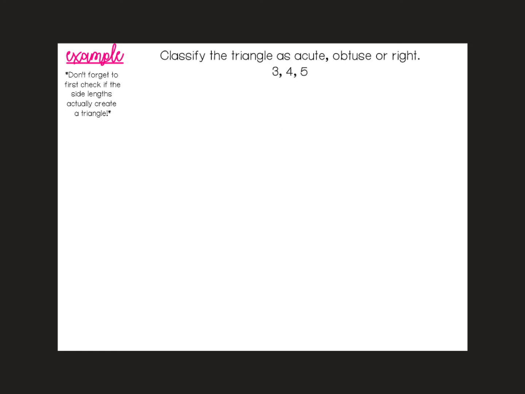And in our last example, I'm going to double check that they're in order from smallest to largest, which they are. I'm going to double check, is this a triangle? So 3 plus 4, is that greater than 5? Yes. 4 plus 5, is that greater than 3? Yes. 5 plus 3, is that greater than 4? Yes. So this is a triangle.